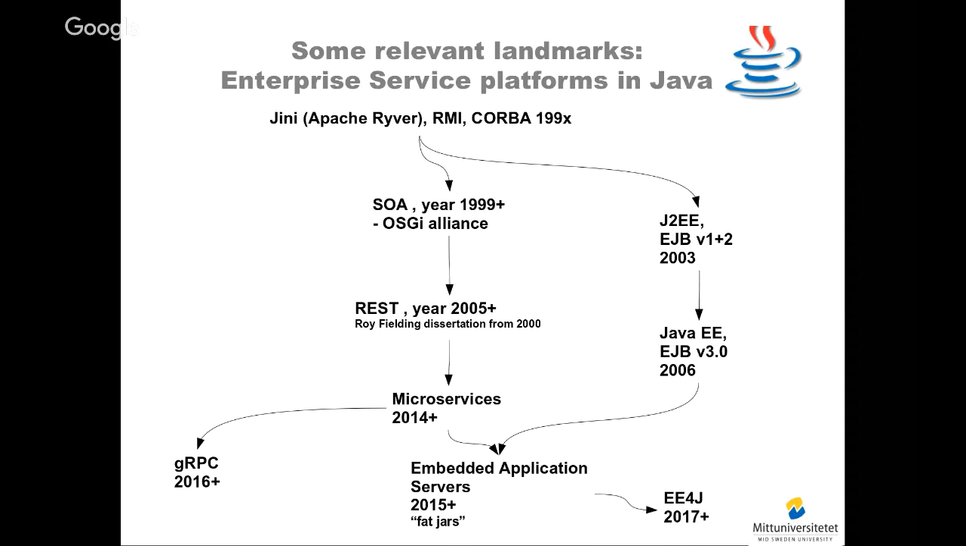We received the opportunity to create microservices, services that could live in containers independent from one another and easily communicate via standard interfaces. And based on that, starting in 2015, the development of so-called embedded application servers came to life.